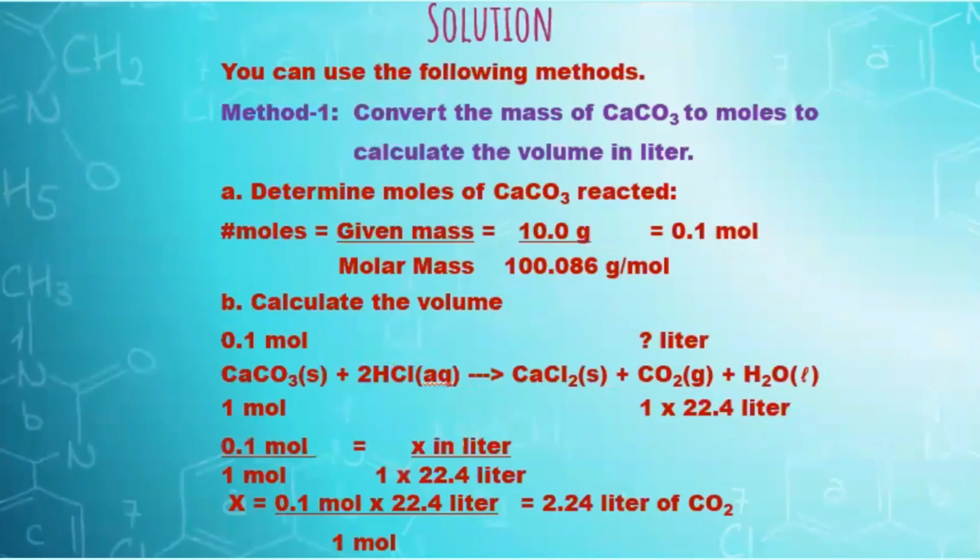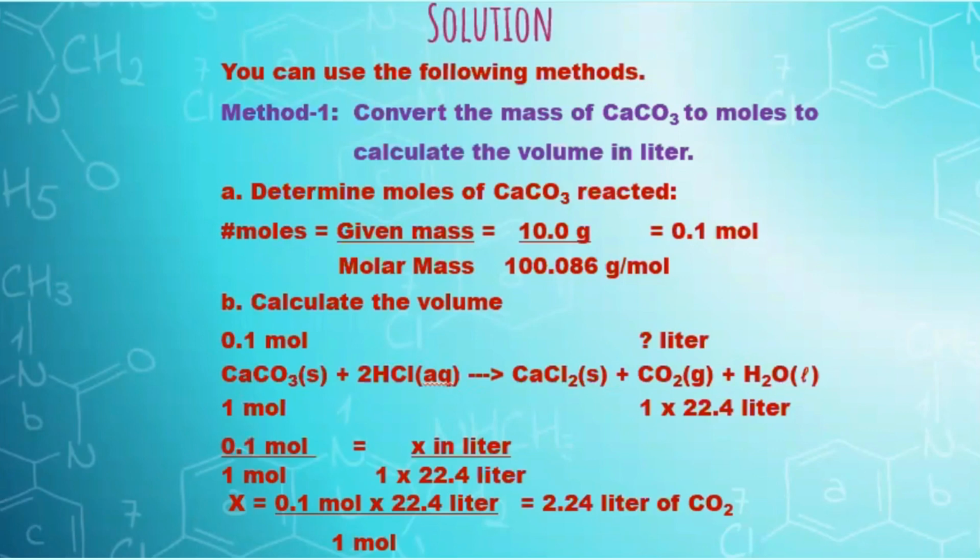Solution. You can use the following methods. Method 1: convert the mass of calcium carbonate to moles to calculate the volume in liters. Convert the given mass of calcium carbonate, which is 10 grams, into what? Moles. Then calculate the volume in liters. How can we do that? Okay, let's see. Determine the moles of calcium carbonate reacted.